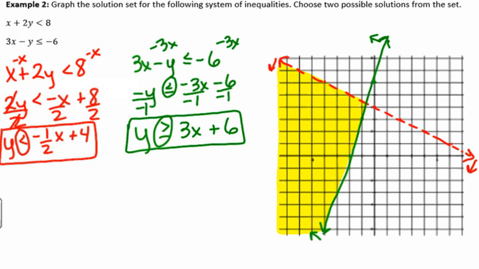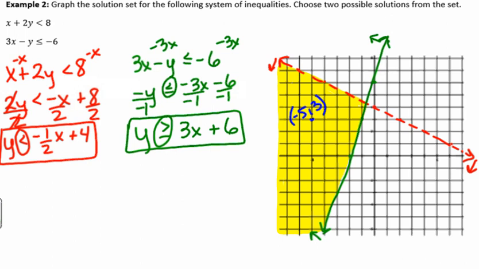So let's pick 2 points. Let's say negative 5 and 3, how about? Right here. When my x is negative 5, 1, 2, 3, 4, 5, and y is 3. Yep, that works. So this is negative 5 and 3, and we want to test that point. That's in our shaded region. Let's see if that satisfies.